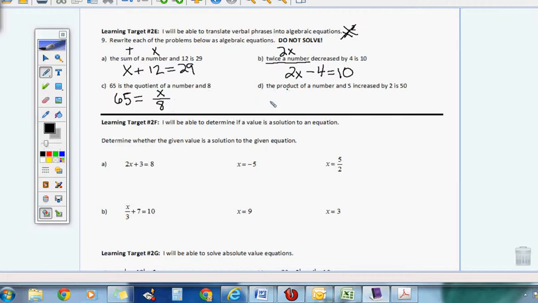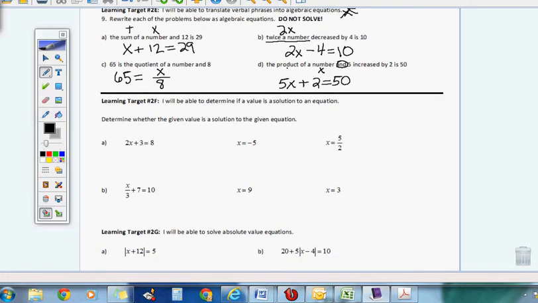Product means multiplication, not addition, if you're struggling with that one. The product of what? There's that "and" again. The product of a number and 5. So that's going to be 5x. Increased by, so that means we're going to add to that one. We're going to add 2, and it is 50. So just some more practice with those verbal to algebraic.